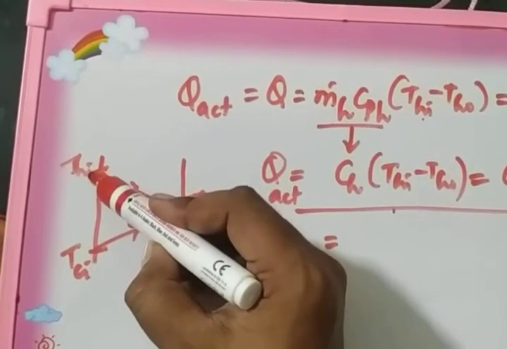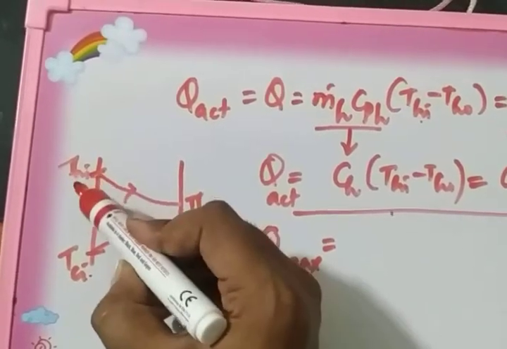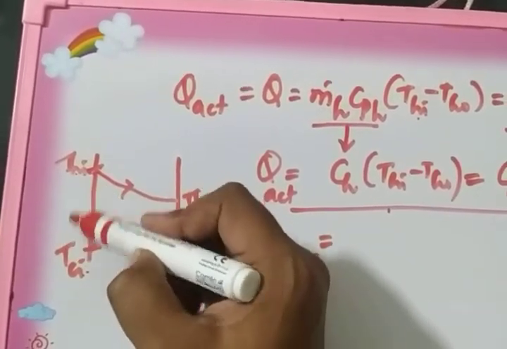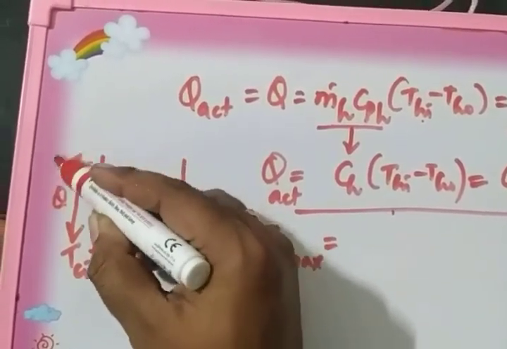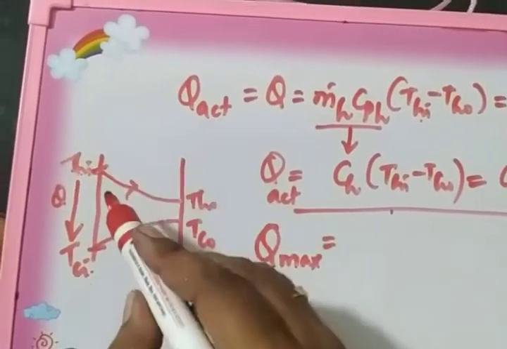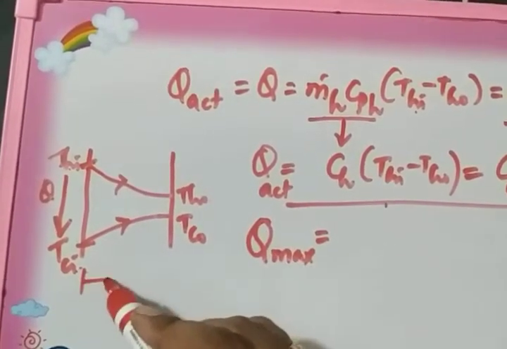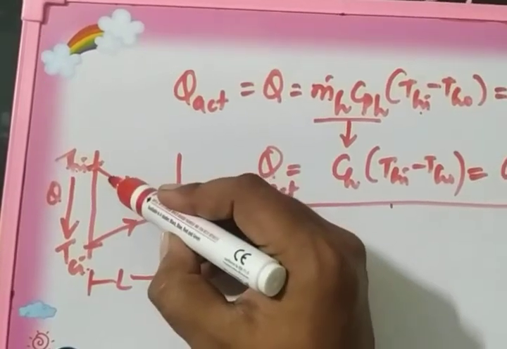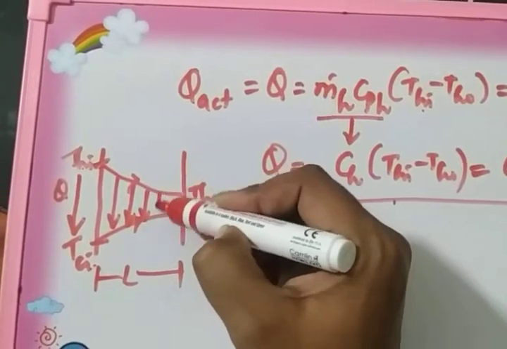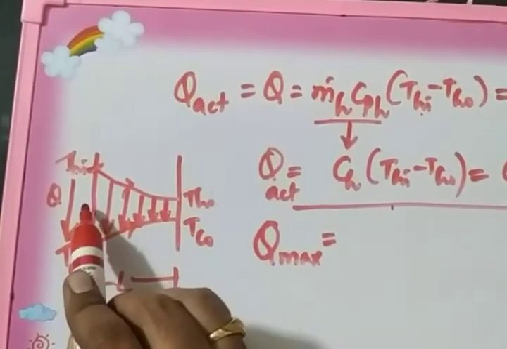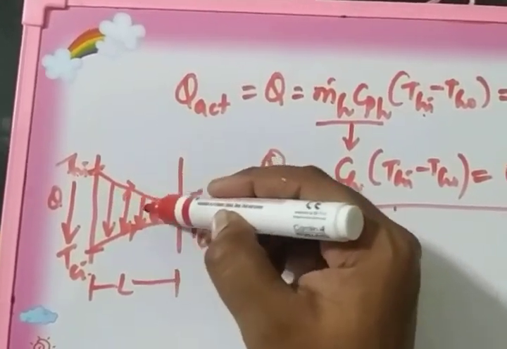Since Thi is much larger than Tci, once the two fluids enter at the inlet in the heat exchanger, because of this higher temperature difference, obviously the rate of heat transfer called as Q will be maximum at the inlet. But as the two fluids flow along the length of the heat exchanger, you will see that the temperature difference keeps on decreasing along the length of the heat exchanger. So therefore, as you go away from the inlet, the rate of heat transfer at any point in a heat exchanger will keep on decreasing.